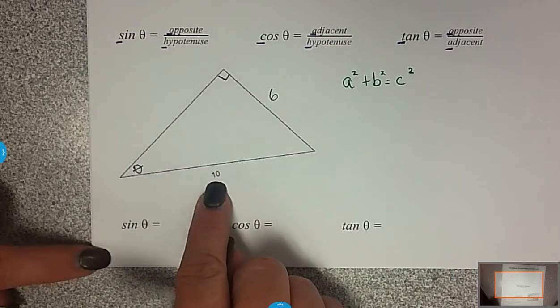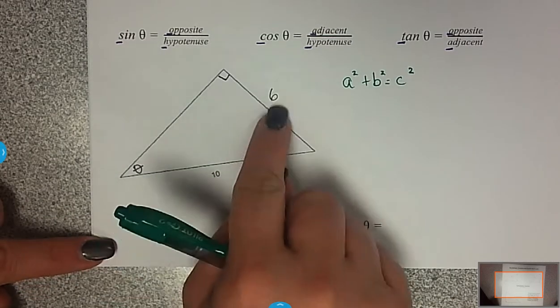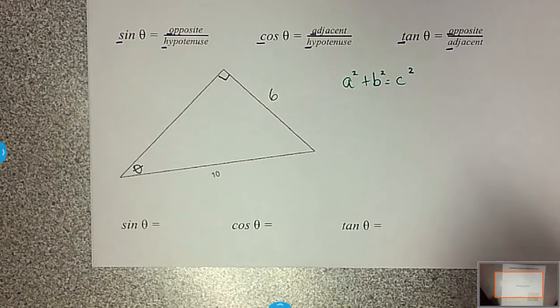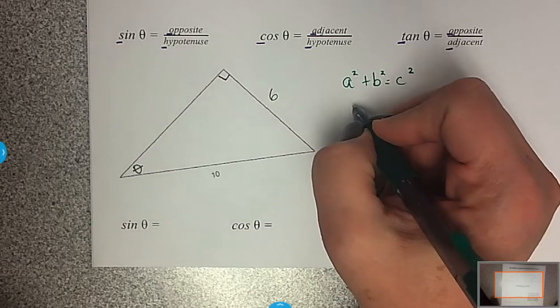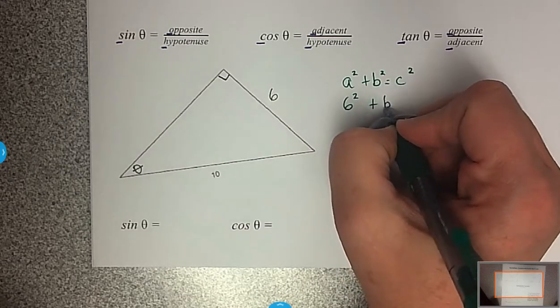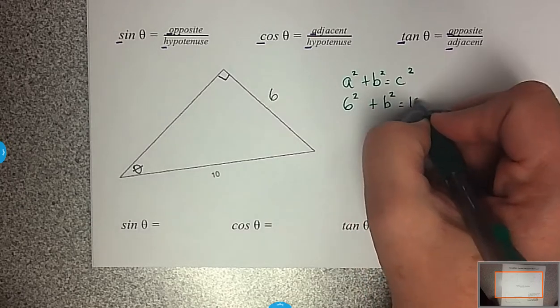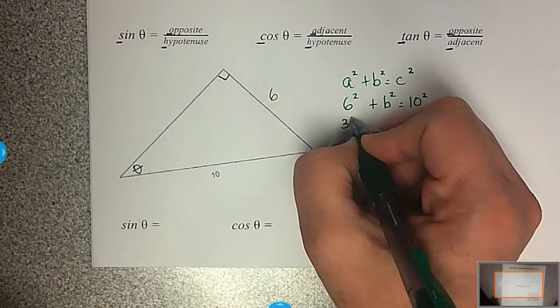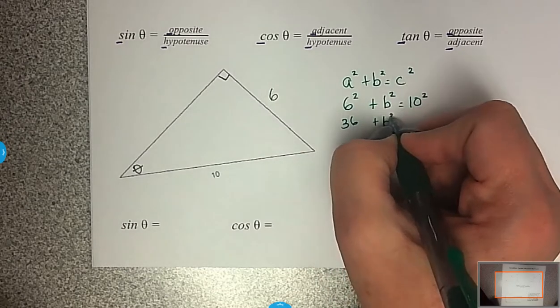So my hypotenuse is 10. That means this 6 is either a or b, and it doesn't matter which one. So I'm going to substitute it for a. So I'm going to have 6 squared plus b squared equals 10 squared. And to solve the Pythagorean theorem, let's go ahead and square those.